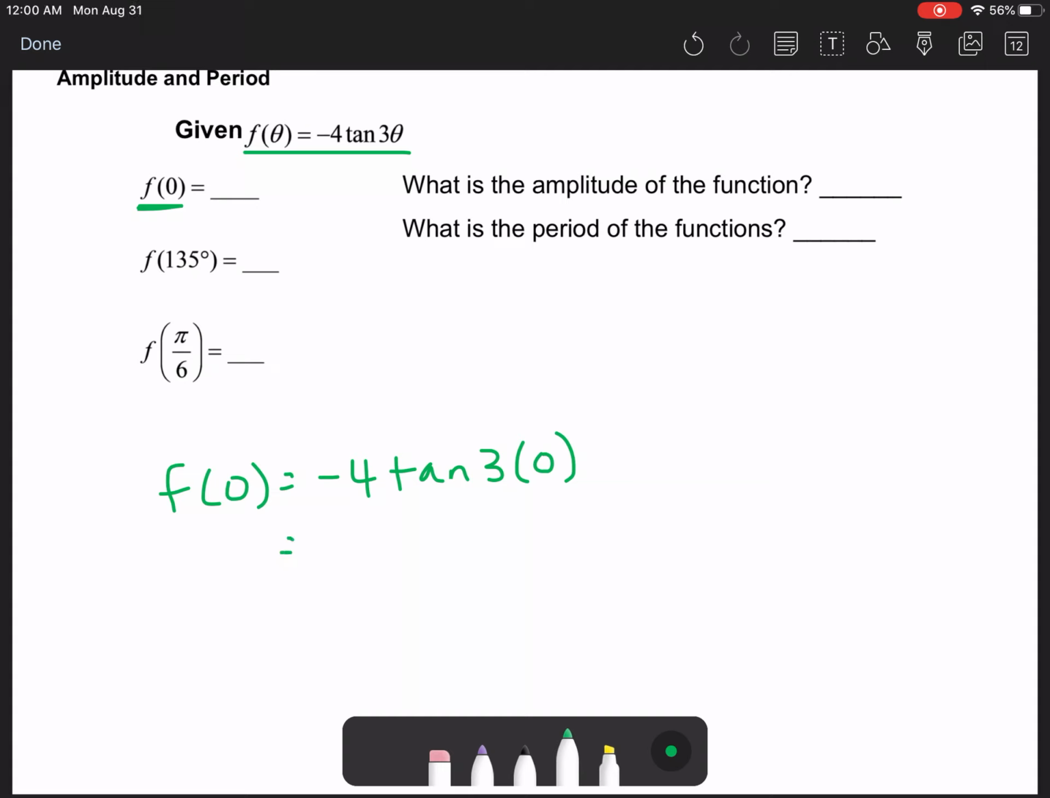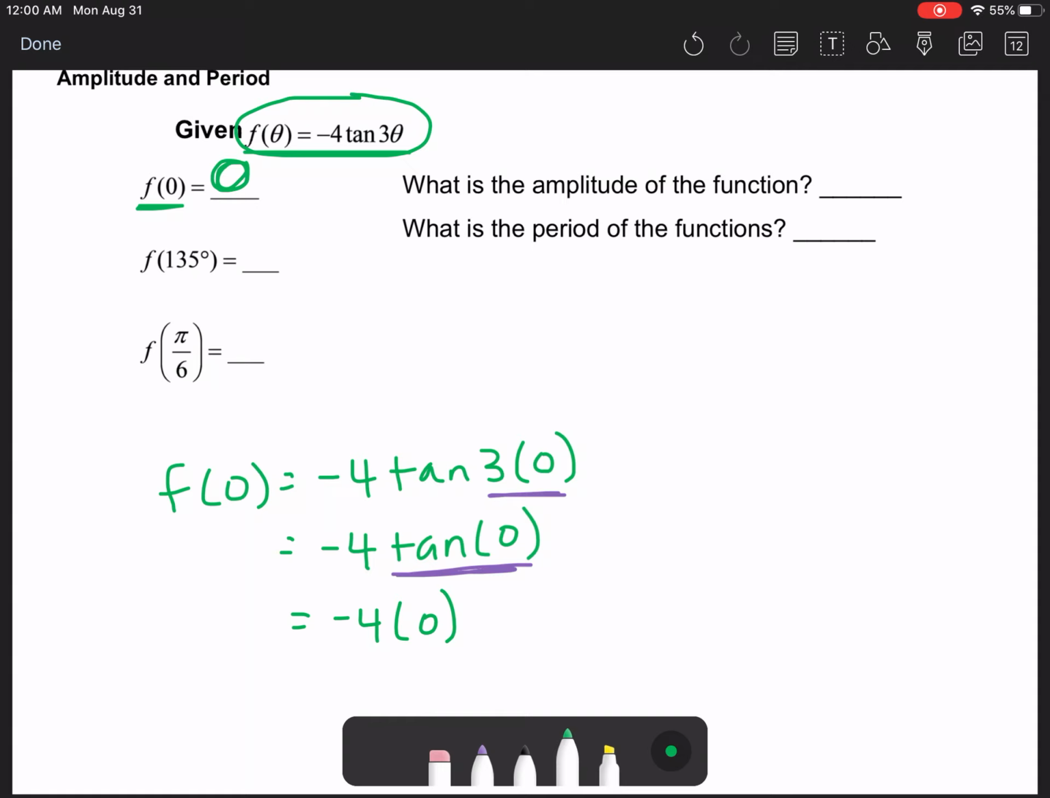So we plug this in, and we're going to do order of operations here, so 3 times 0. So I'm going to have -4 times the tangent of 0. Then we're going to do unit circle. So we have -4 times, what's the tangent at 0? It is 0. And then we multiply, and -4 times 0 is 0. So if I were to graph this function here, when x is 0, y is 0.